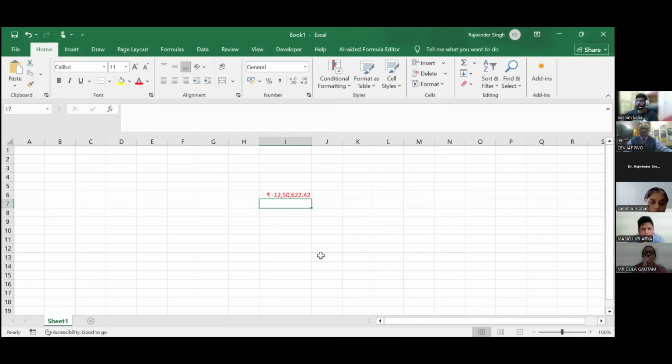In Excel, if you are putting correct numerals, your answer will be correct. There is no chance of any miscalculation, wrong calculation. On calculator, you may have some wrong calculation. But in Excel, it is very easy. Any doubt about present value and future value?